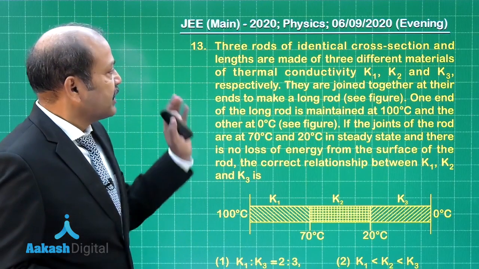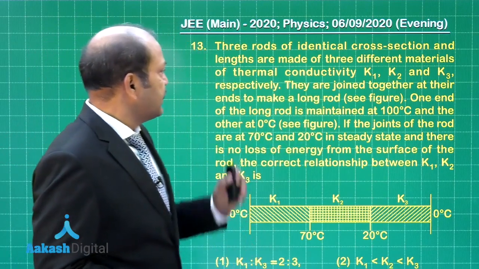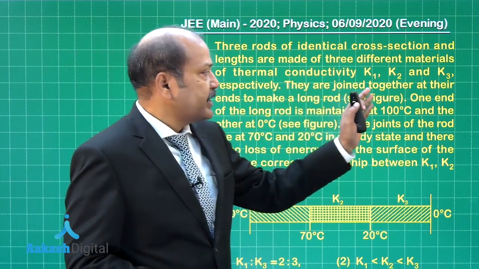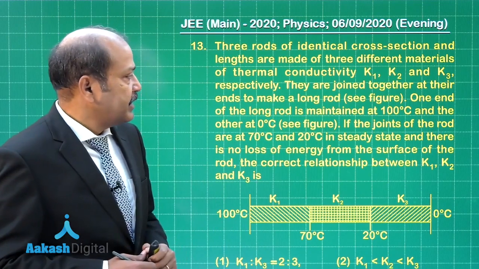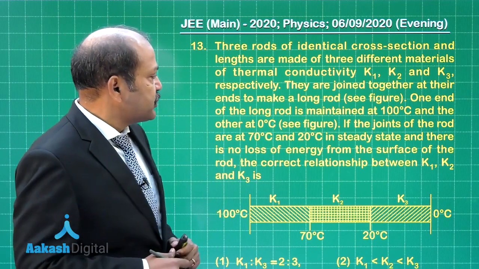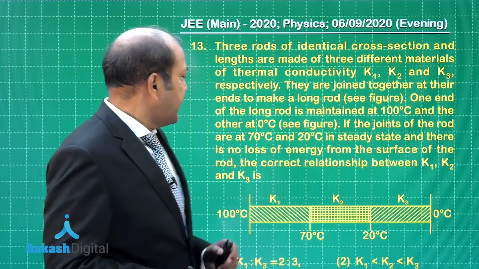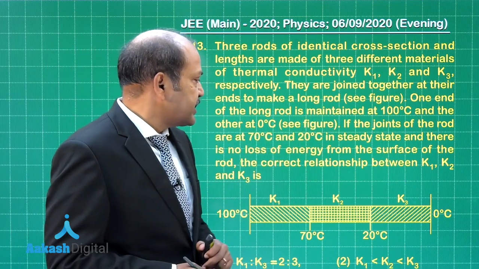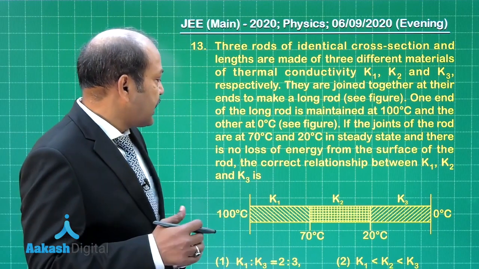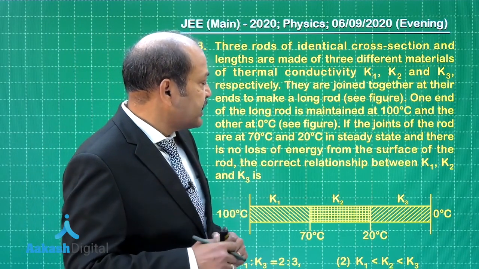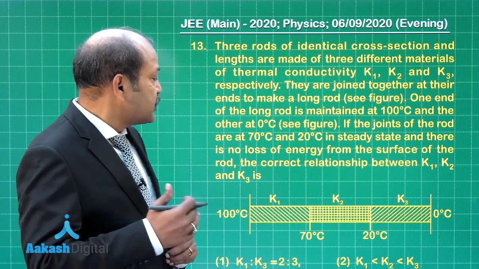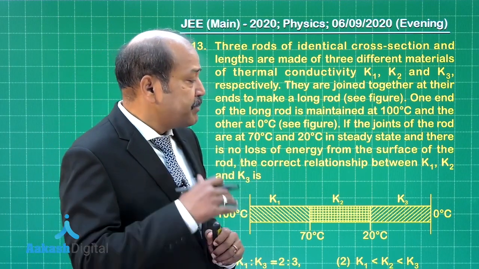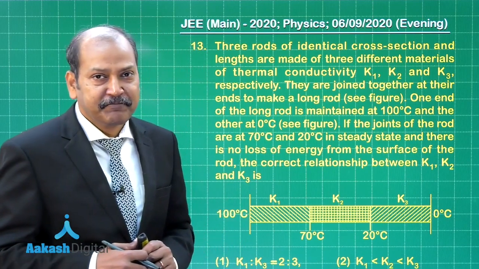Question 13 says, three rods of identical cross section and lengths are made of three different materials of thermal conductivity K1, K2 and K3 respectively. They are joined together at their ends to make a long rod. One end of the long rod is maintained at 100 degree centigrade and the other at 0 degree centigrade. If the joints of the rod are at 70 degree centigrade and 20 degree centigrade in steady state and there is no loss of energy from the surface of the rod, the correct relationship between K1, K2 and K3 is.